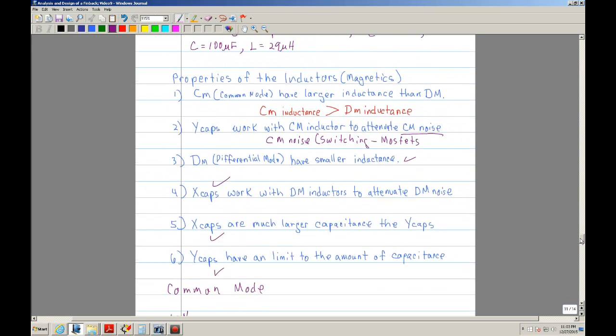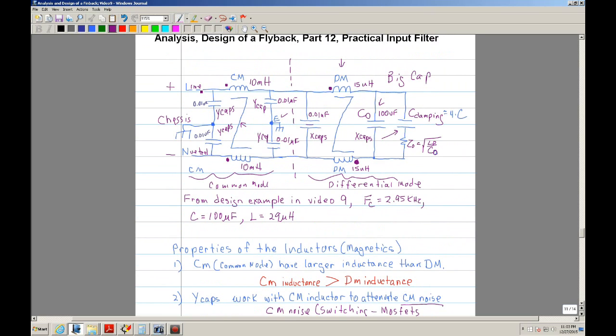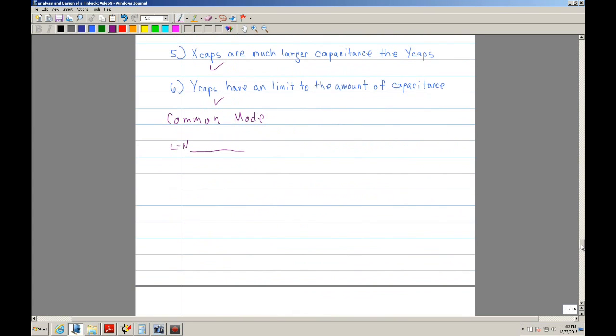Now here's another thing you can get from that. If you short this line to this and this line to this, you're going to have two inductors basically. Now keep in mind, in the common mode, it's these two lines, the line and the neutral, with respect to earth ground. So let's continue.